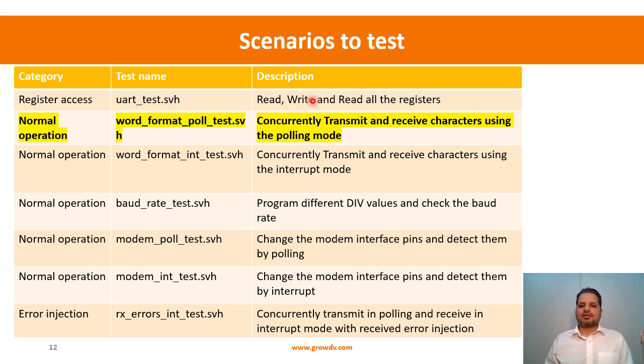So that is a type of test. That is a type of check that this type of test can do. And then we have a bunch of normal operation tests, and the theme is sort of the same, you will be able to see. So we have word format poll and word format interrupt.